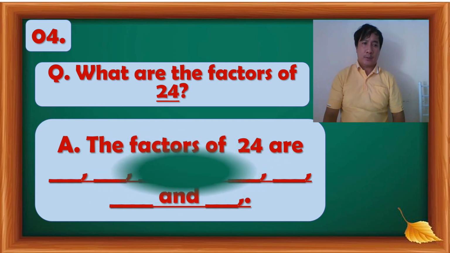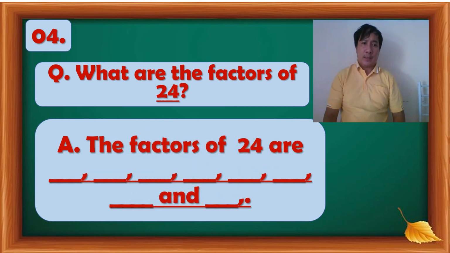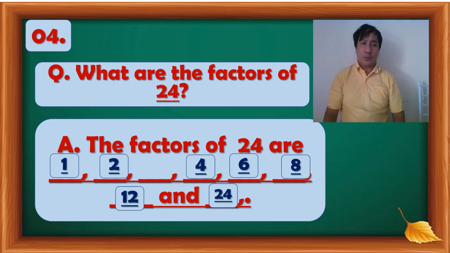Number four, question. What are the factors of 24? Answer. The factors of 24 are blank, blank, blank, blank, blank, blank, blank, and blank. The factors of 24 are 1, 2, 3, 4, 6, 8, 12, and 24.